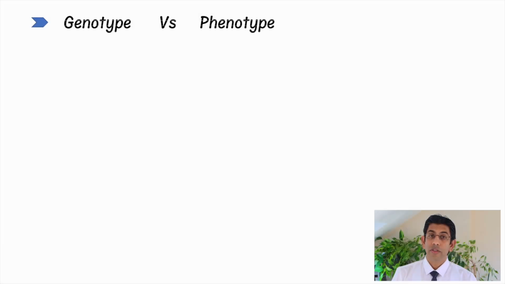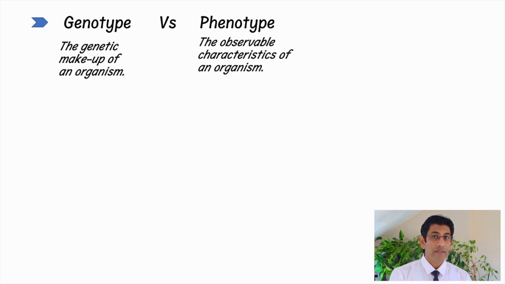The first, genotype and phenotype. What is a genotype? Genotype is the genetic makeup of an organism. The phenotype is an observable characteristic of an organism. Say for example, black hair. The genes which are responsible for creating the black hair are the genotype. The appearance of the character, which is the black hair, is the phenotype.